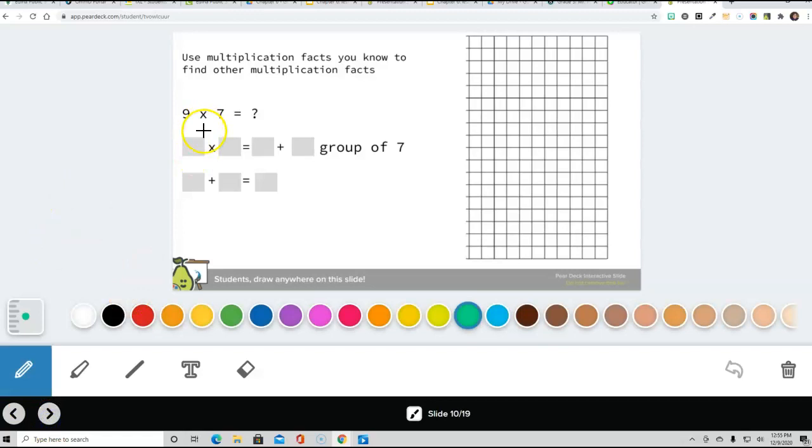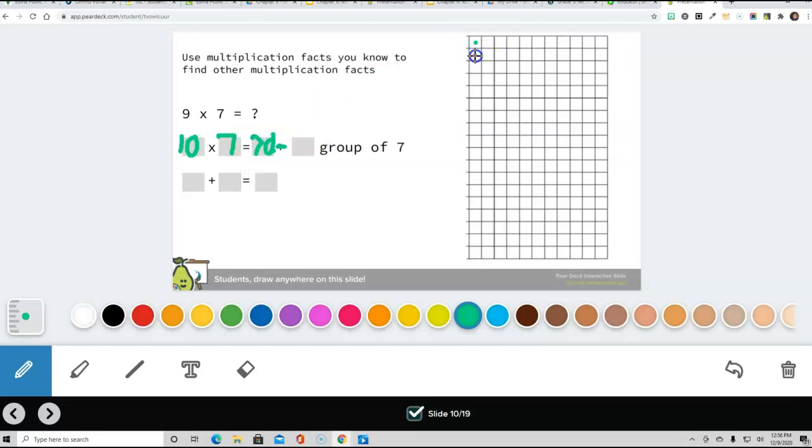Okay. Here we have 9 times 7. Oh, right away I see a problem, but I'll fix it here. This should be a minus, and it'll be fixed in your slide. But here we have 9 times 7. I don't know 9 times 7, so I'm going to say 10, because 9 is close to 10, times 7 equals 70. I can do that in my head.